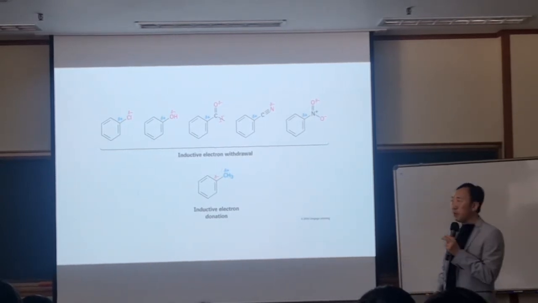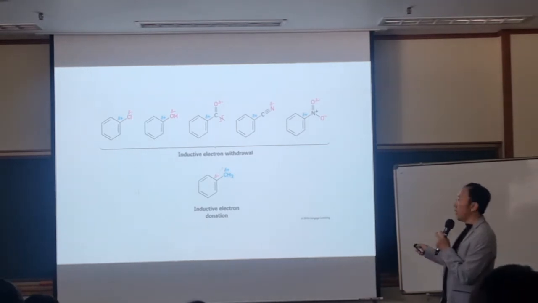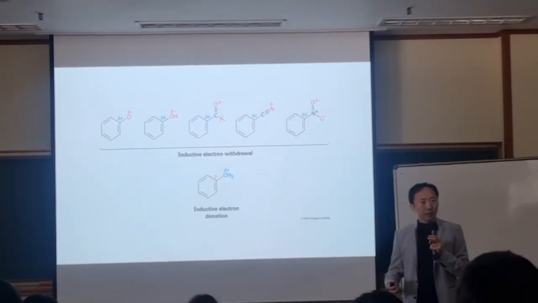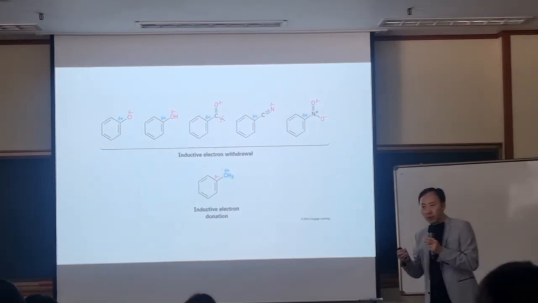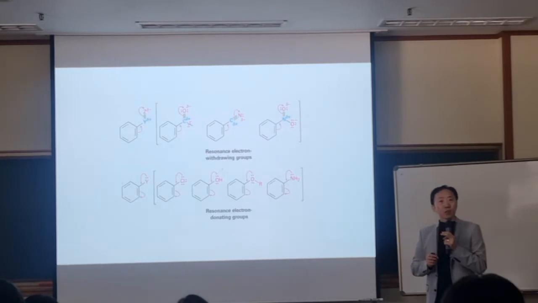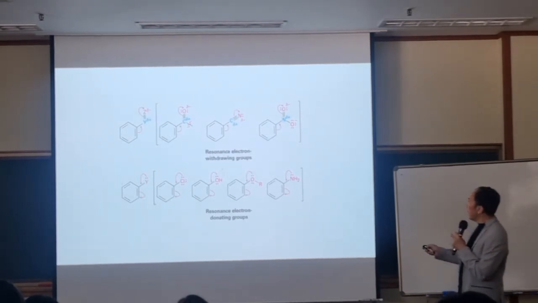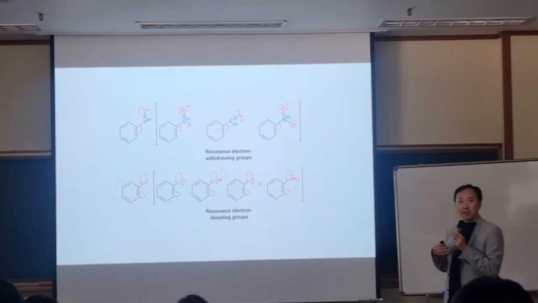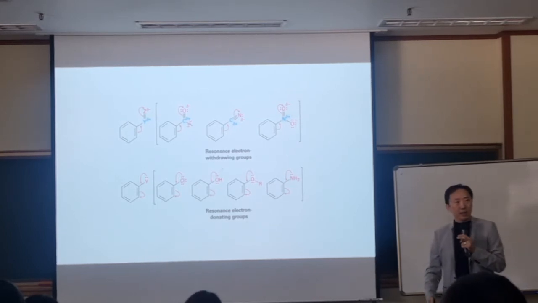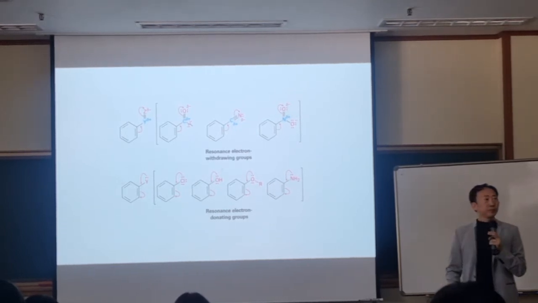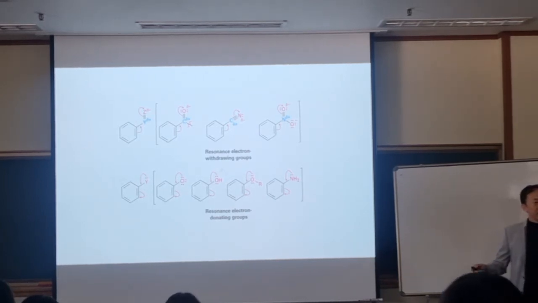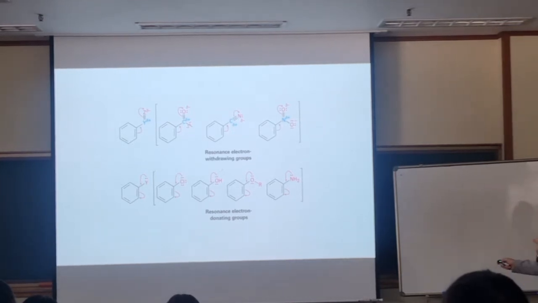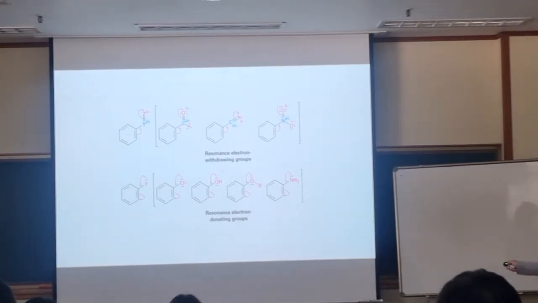Inductively, any of the heteroatoms, the stronger their electronegativity, they withdraw those electrons. Only alkyl has a small donating effect. Resonance-wise, pi electron, all these groups have a strong pi donating effect. The strongest one is the amine group, and then oxygen, and then halogen. It sounds a little strange because halogen has 3 lone pairs of electrons, oxygen has 2 lone pairs, and nitrogen has only 1 lone pair.